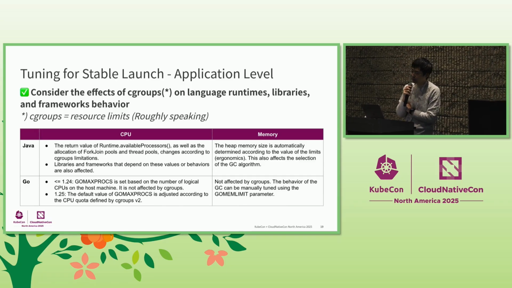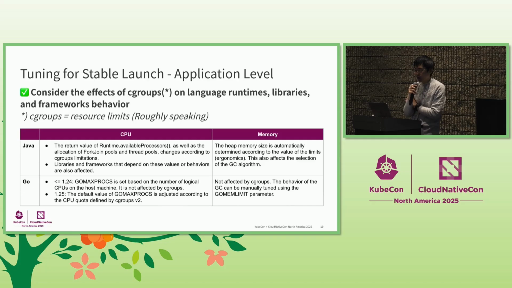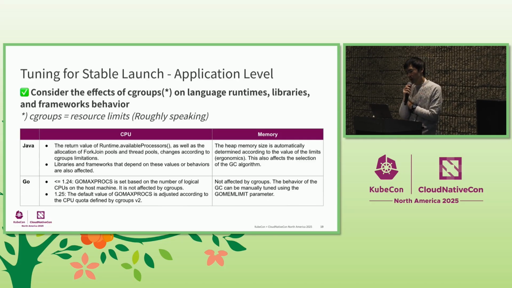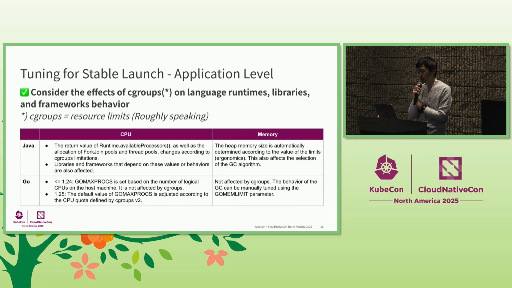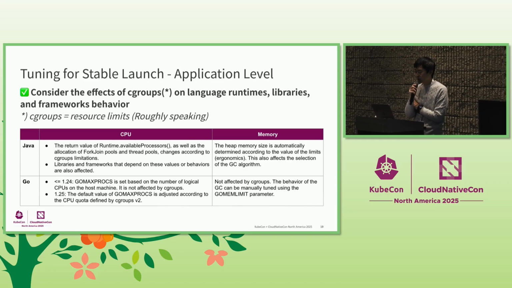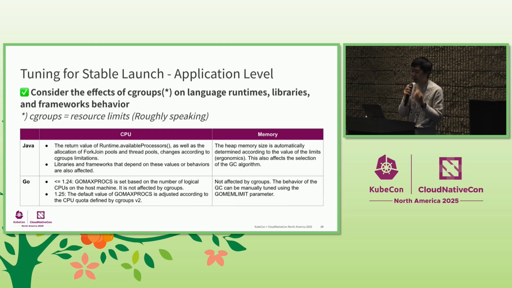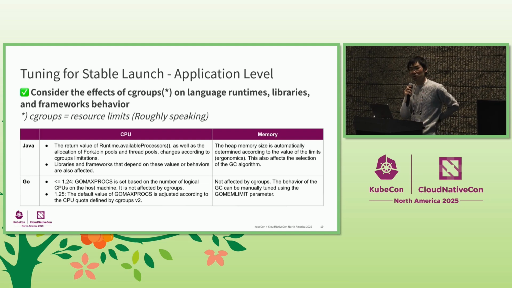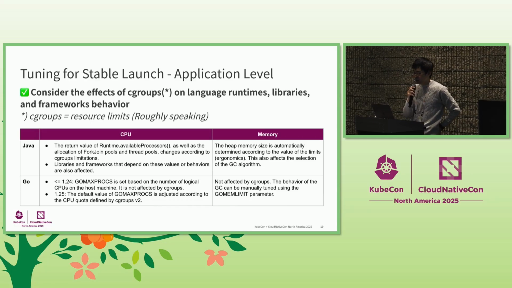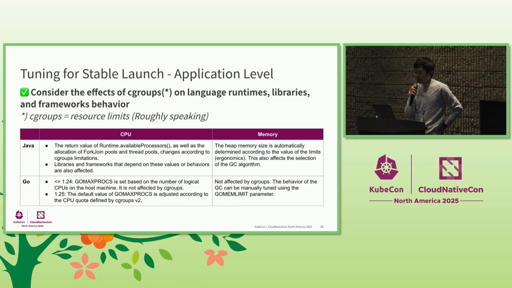Now let's move on to application level tuning. Here we need to be aware of the effect of cgroups. Cgroups is the Linux kernel's resource control mechanism. It's how the host operating system manages container resources on Kubernetes nodes. And it enforces actual resource control based on the values specified in the resource limits. The tricky part is that cgroups affect applications differently depending on language runtime, frameworks, and libraries.